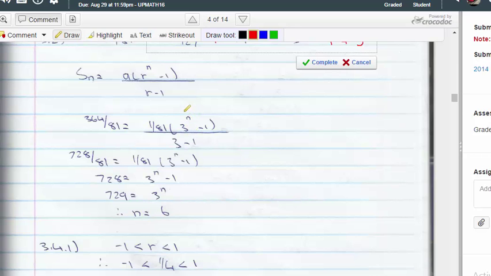He's trying to get 3 to the power of n by itself. Notice what he does. In the bottom, he gets 3 minus 1 is 2, so he multiplies the 364 by 2 to get 728. On both sides we have a divide by 81, so they cancel. So I have that 728 is equal to 3 to the power of n minus 1, so the minus 1 makes it 729, and 3 to the power of 6 is equal to 729. Excellent work. Well done, student.